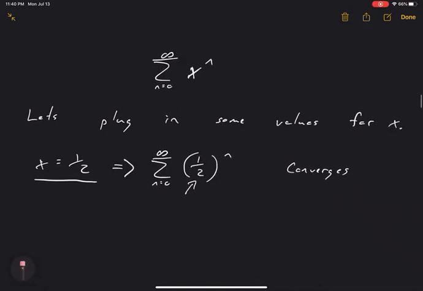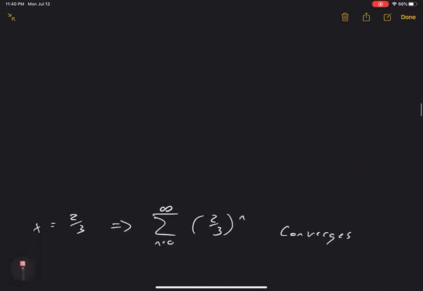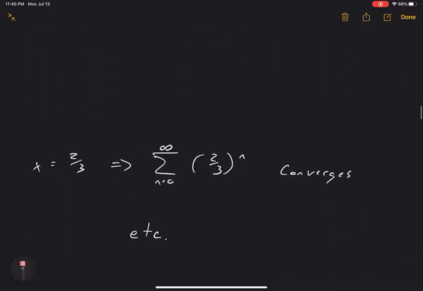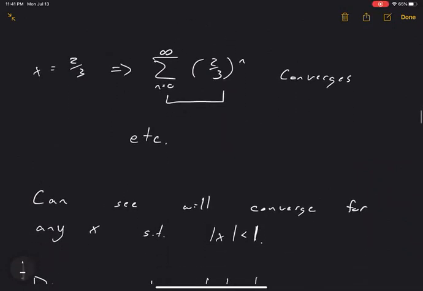And does this power series converge for any other x's? Well, let's try plugging in x equals 2/3. Again, plugging into this power series here. Okay, when I plug in x equals 2/3, what do I get? I get this thing, 2/3 to the power n. Again, this is a geometric series and r is less than 1, so this series converges. So there's a lot of values. Maybe you can spot a trend. There's a lot of x values where the series converges.